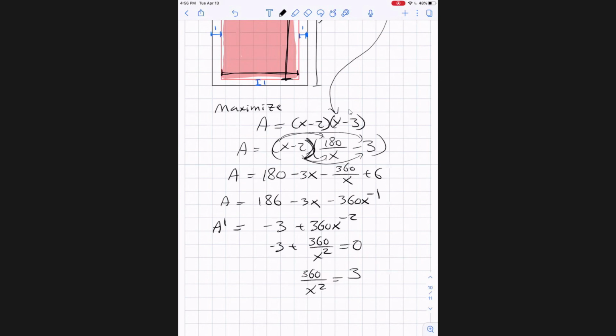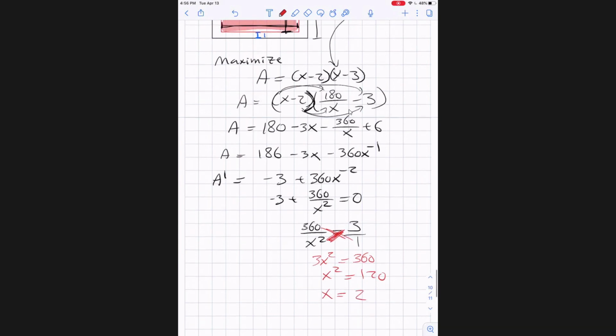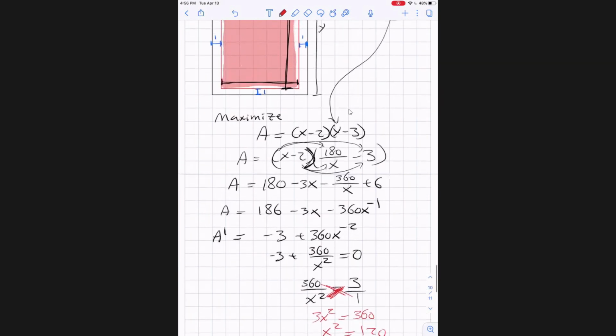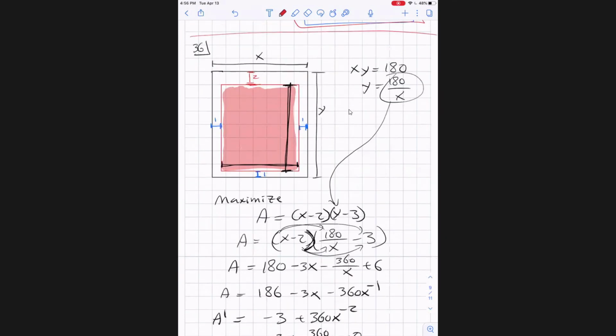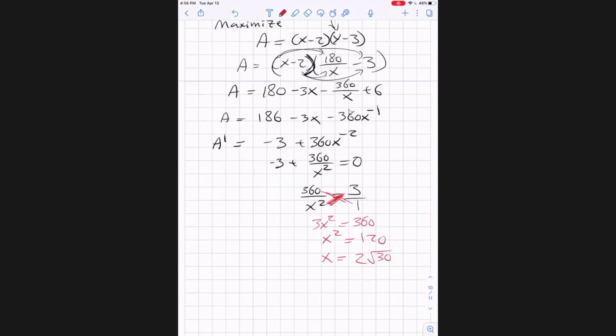So there's a couple of ways you could do this. Cross multiply. So this product is 3x squared equals this product, which is 360. Divide both sides by 3: x squared equals 120. Square root both sides. What's the square root of 120? It reduces to 2 radical 30. I'm not even bothering to give you the negative because x cannot be negative. It's the width of a poster, for God's sake. I don't know why I'm getting that. All right, x equals 2 times square root of 30.